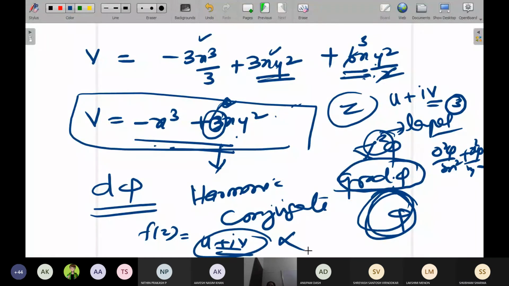Okay, ma'am. I'm still confused. Suppose you had one more 3xy square. Yeah, no need to write three here, only one is enough. Ma'am, I'm also still confused, ma'am.